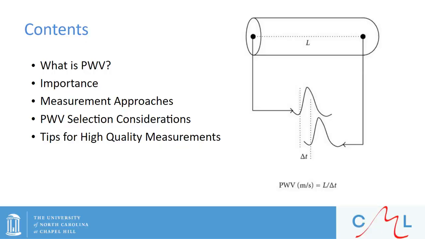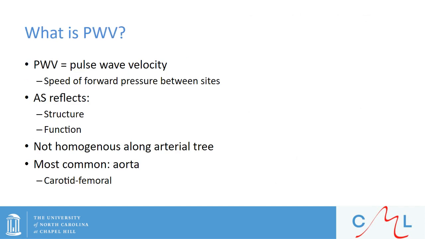So in this talk, we're going to cover the following topics. We'll start off by defining what we mean by pulse wave velocity. We'll then talk about the importance of this measurement, different approaches we can take for measuring this construct. Then we'll look into, okay, we have these different approaches, but how do I select the right one? And finally, we will finish with some tips for making high quality measurements.